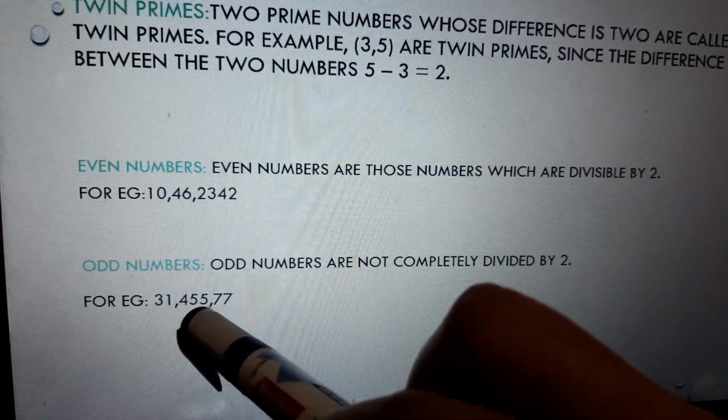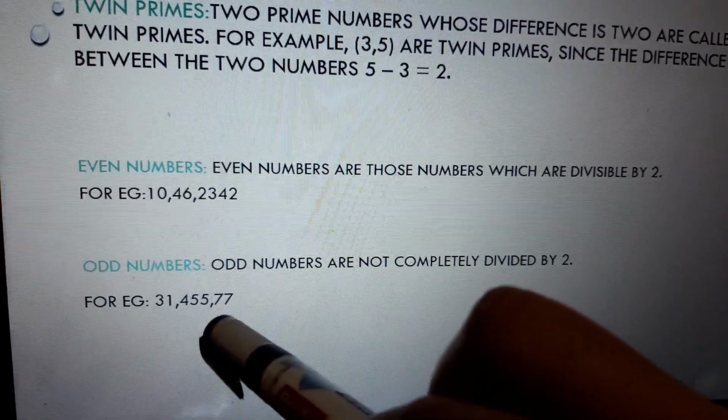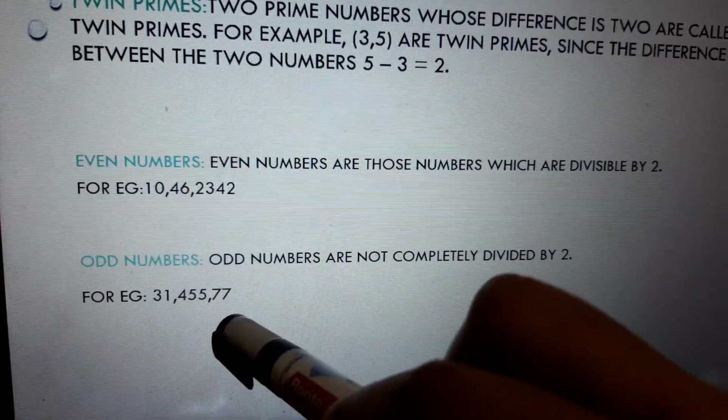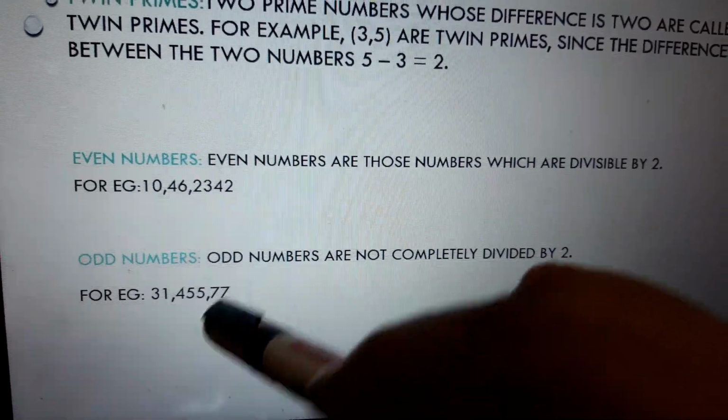455. This is also not divisible by 2. 77 is again not divisible by 2.